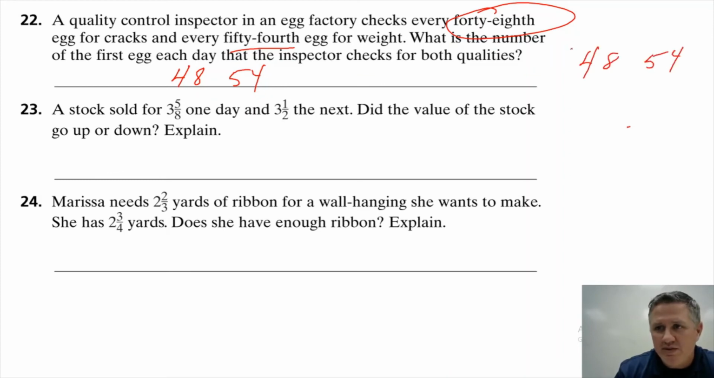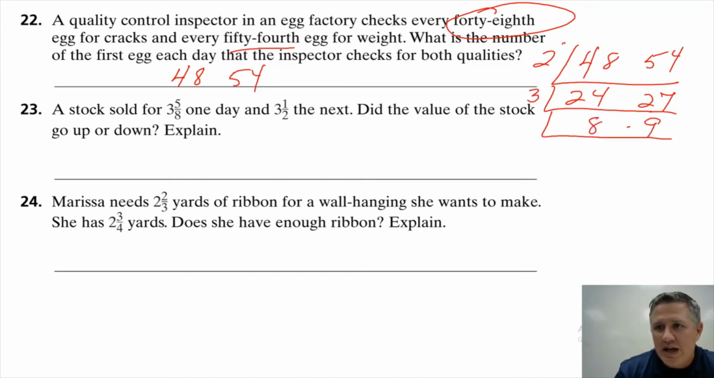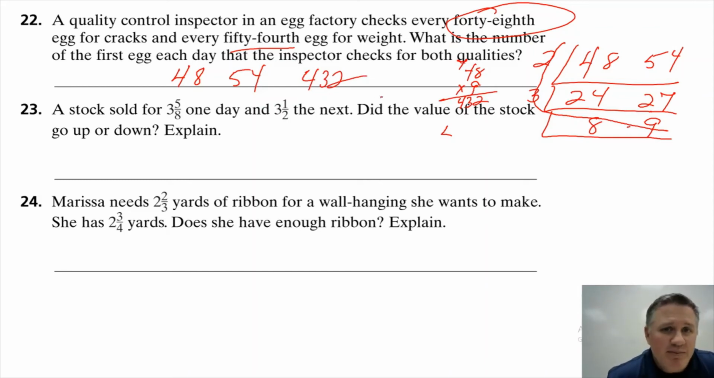So 48 and 54, we're going to do the slide. 2 goes into both, 24 and 27 times. 3 goes into both of those, 8 and 9 times. And when you multiply along the letter L, 2 times 3 is 6, 6 times 8 is 48, and 48 times that 9, 2 times 9 is 18, 36, 36 plus that 7 is 432. So on the 432nd egg, they would be checking it for the same thing.